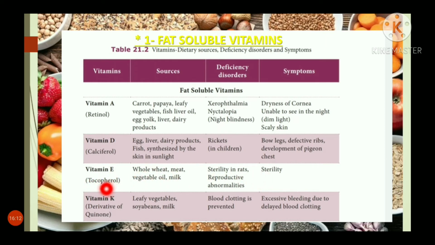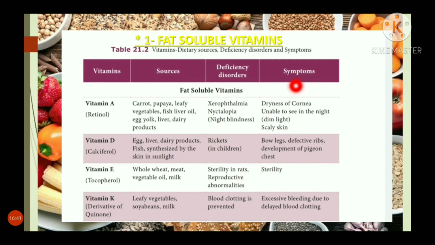Vitamin K, derivative of quinone. This is present in leafy vegetables, soya beans and milk. What is the deficiency if you don't have leafy vegetables properly? Blood clotting is prevented. When you get hurt, suddenly your blood should get dry. If that is not happening, even for a small hurt, if your blood is flowing, that is said to be the lack of vitamin K in your body.